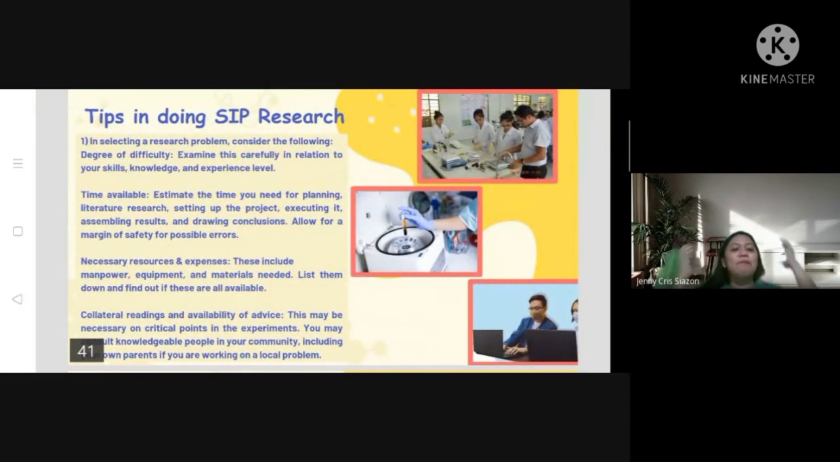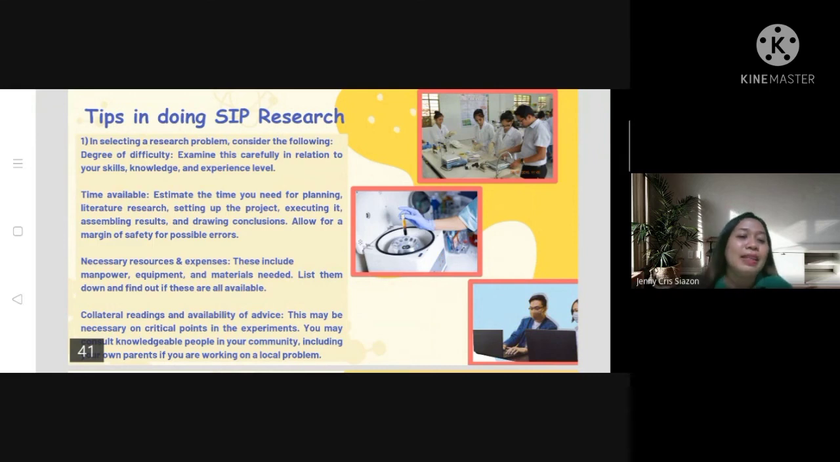Okay, so ano yung tips? Di na tayo sa last tips. Kailangan isipin nyo rin yung degree of difficulty. Okay, examine this carefully in relation to your skills, knowledge, and experience level. Tignan nyo kung kakayanin nyo talaga yung difficulty ng gagawin yung research. I-assess ninyo yung sarili nyo. I-assess nyo yung skills ninyo. I-assess ninyo yung knowledge ninyo, yung experience ninyo, at yung situation na meron kayo. Kakayanin ba yung research na gusto mong gawin? Okay?